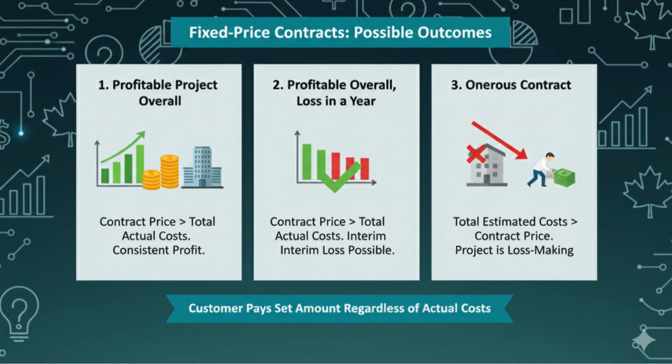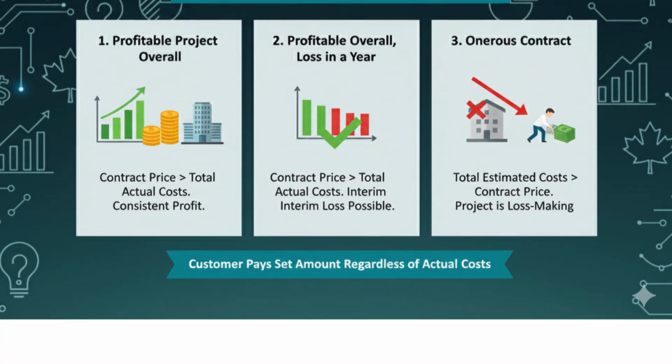In a fixed price contract, the customer agrees to pay a set amount no matter the actual costs. This can result in a project that's profitable overall, but with a loss in one or more years, or an onerous contract where total estimated costs exceed the contract price.